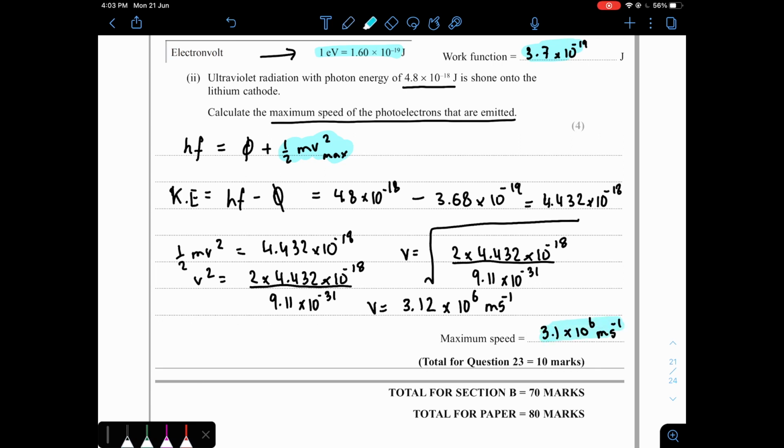Let me tell you what the working marks are. The answer is 1 mark. Half mv squared equals this is 1 mark. Another mark is to use the equation itself, this equation here. And to calculate what this is is also 1 mark. So those are 4 marks.